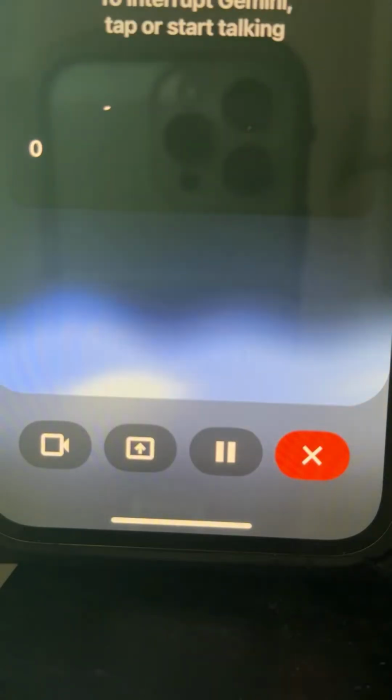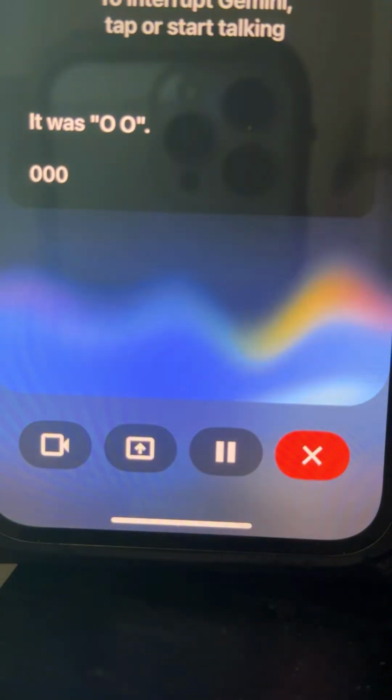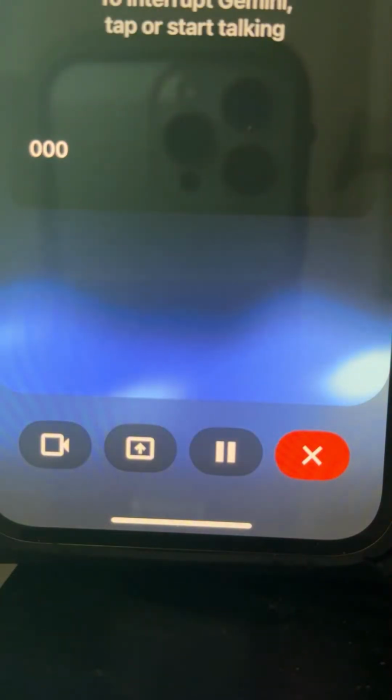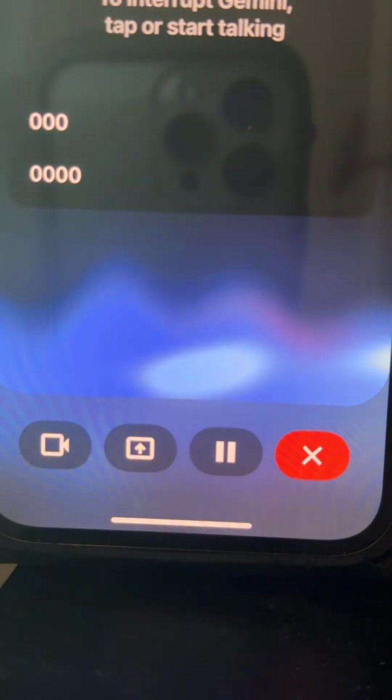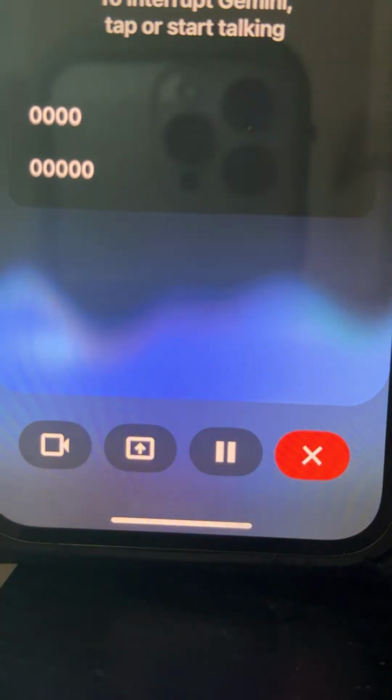Zero. Next. Zero, zero. Right? Look at your output. Was it zero or O? It was zero, O. Okay, next. Zero, zero, zero. Next. Zero, zero, zero, zero. Next. Zero, zero, zero, zero, zero. Check your output.